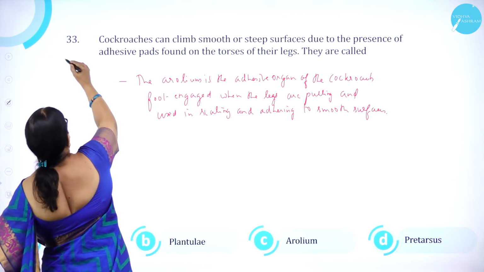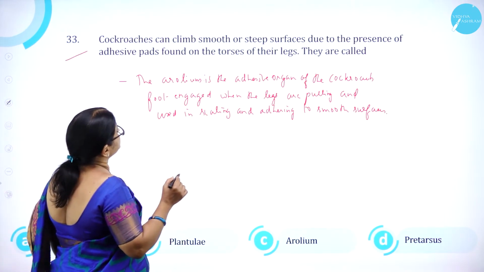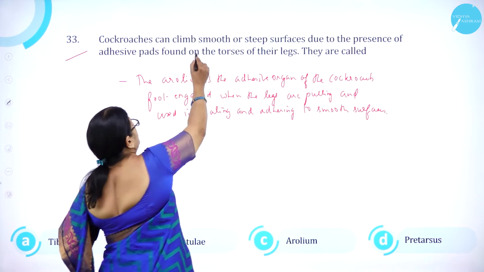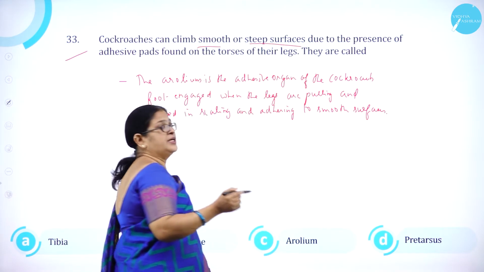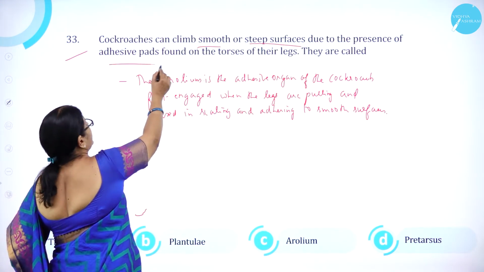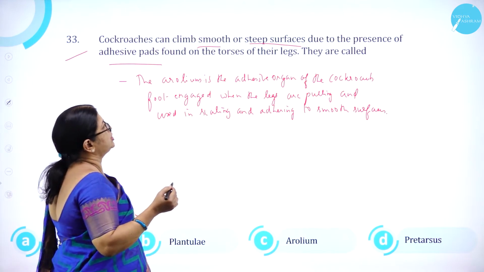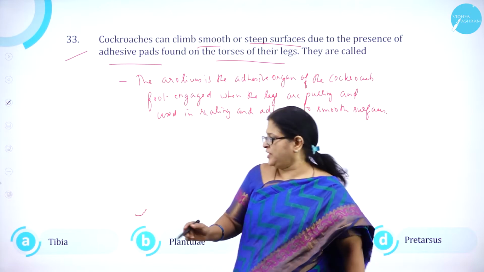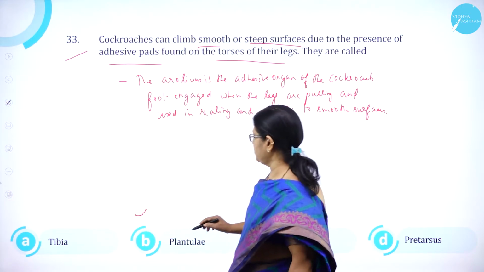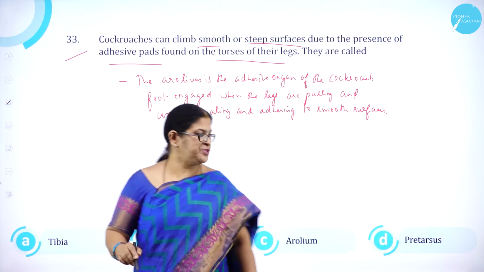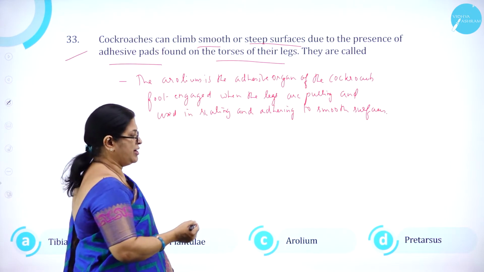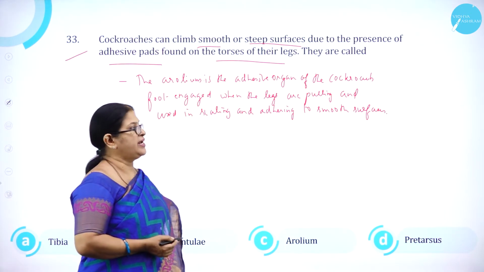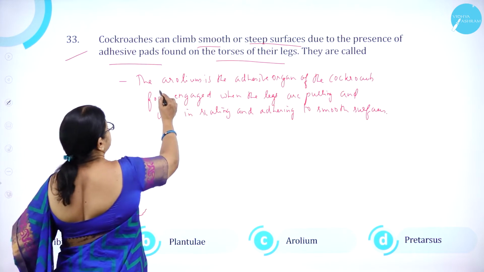Moving on to question number 33. Cockroaches can climb smooth or steep surfaces due to the presence of adhesive pads found on the tarsus of their legs. They are called option A, tibia, option B, plantulae, option C, arolium, and option D, pretarsus. Actually, it is arolium.